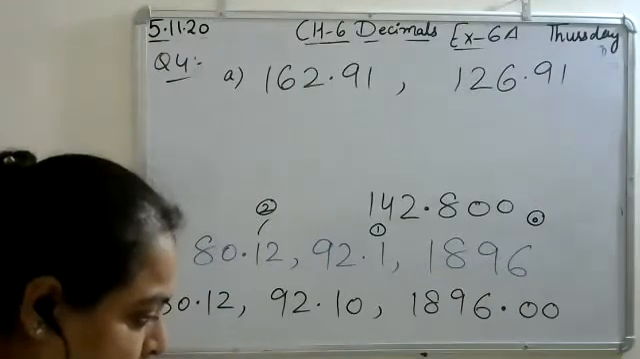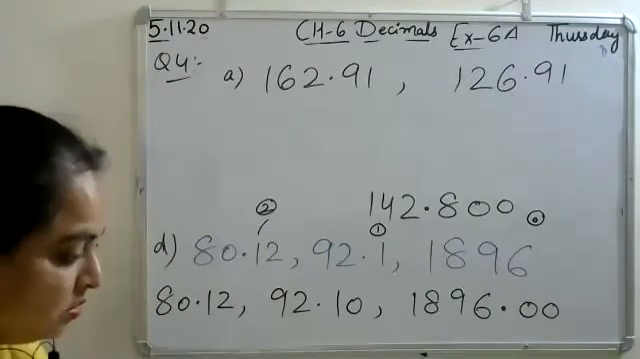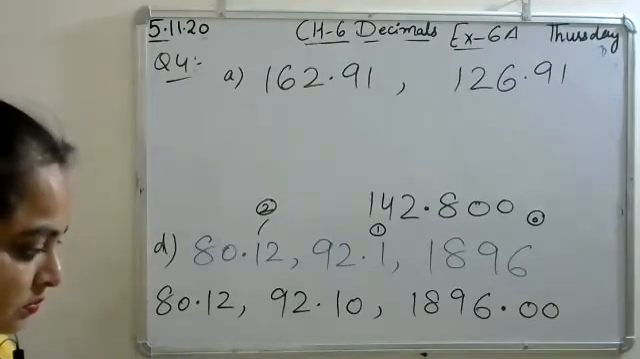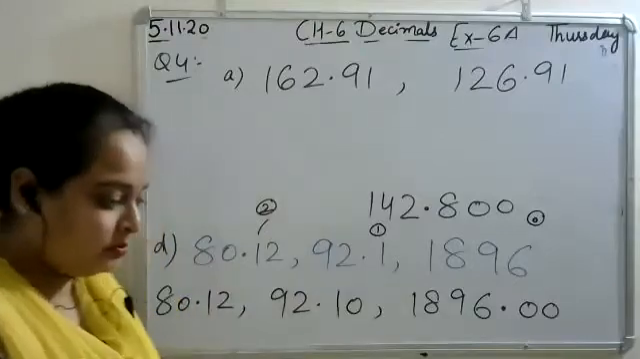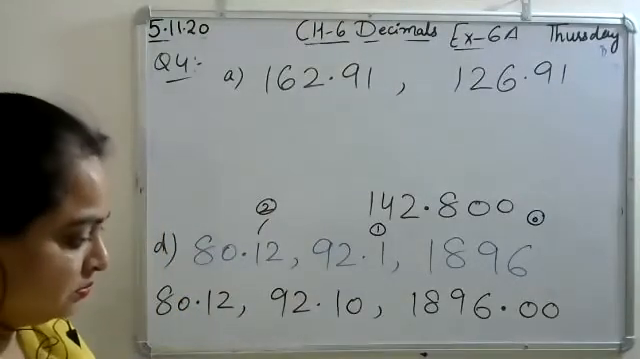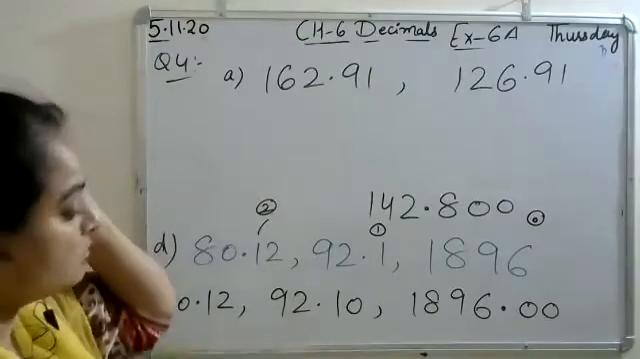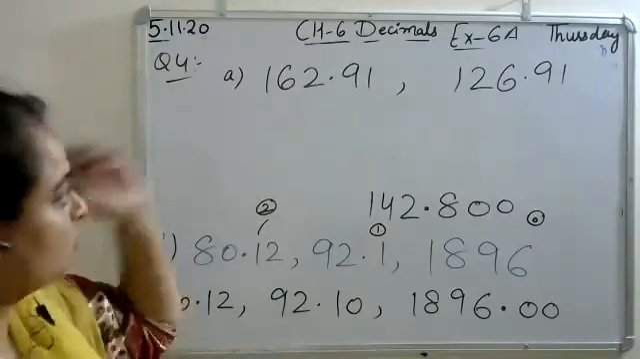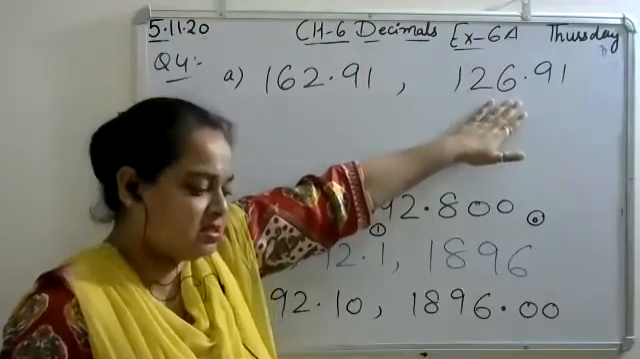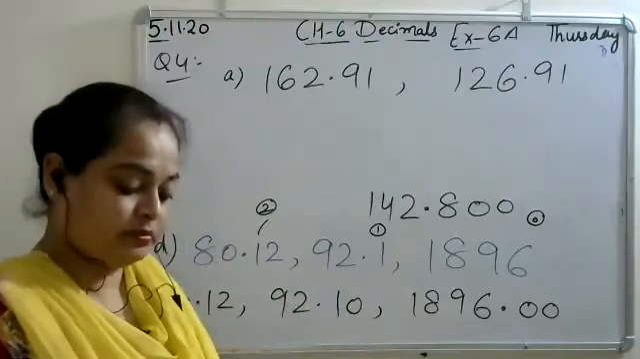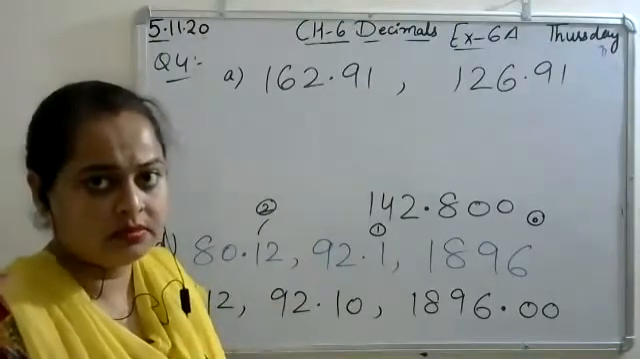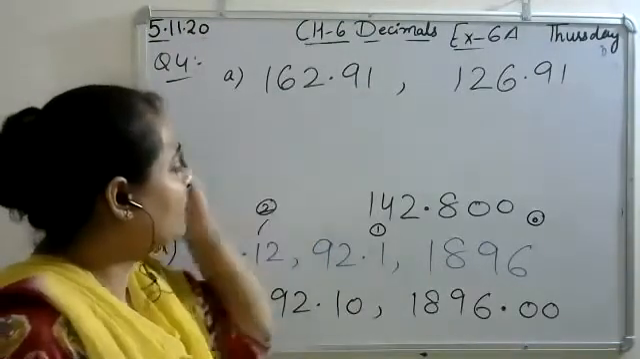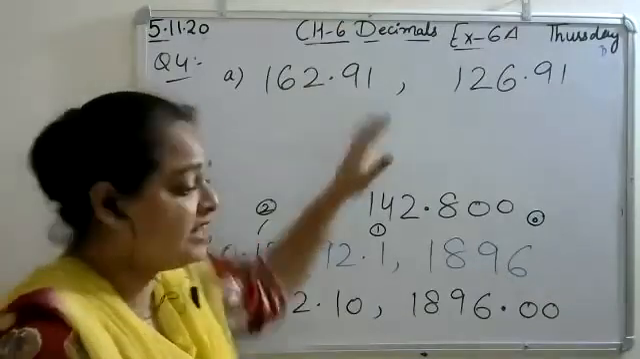Divya. Good morning, ma'am. Good morning. Beta, tell me the name of this decimal number. 162.91. And what is the name of this? 126.91. Why is this not 91? Why is the name of this not 162 decimal 91?